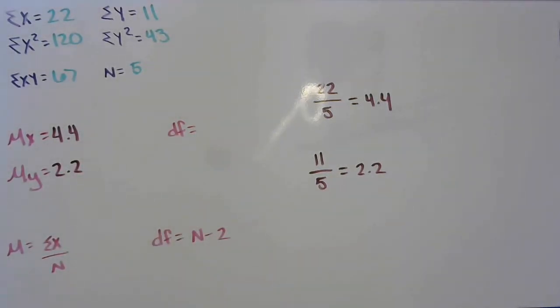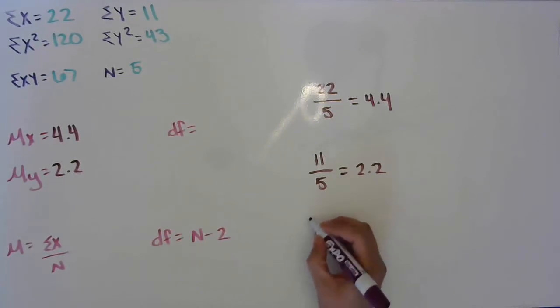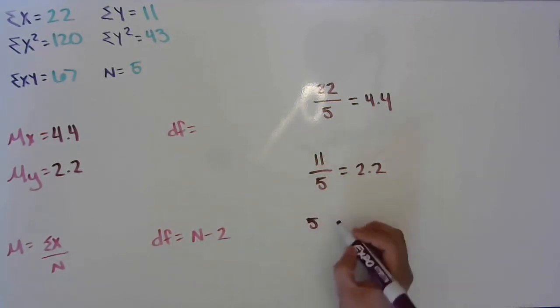Okay, and let's go ahead and figure out degrees of freedom as well. The formula for degrees of freedom is n minus 2. We already know that our n value is 5, so if we take 5 and subtract 2, that is going to give us 3.